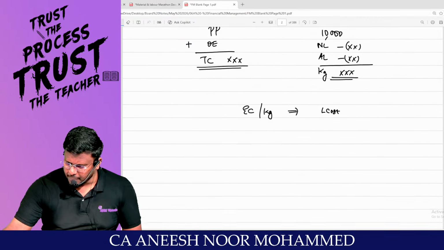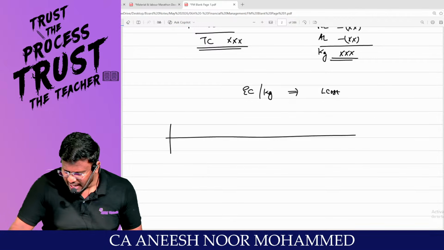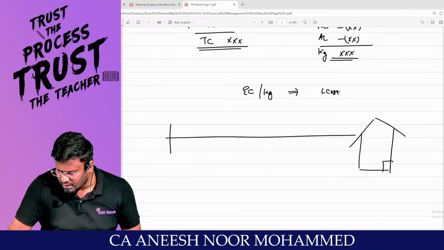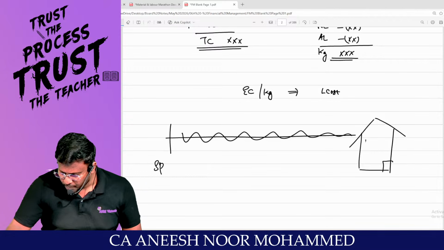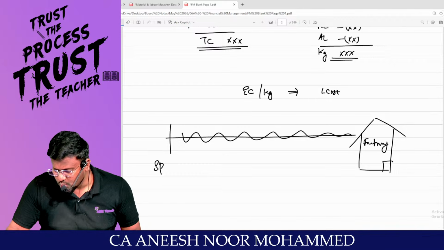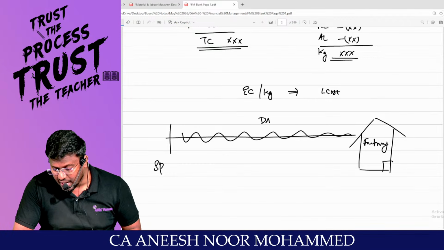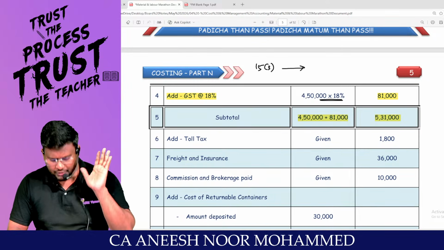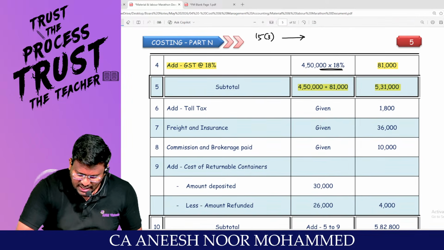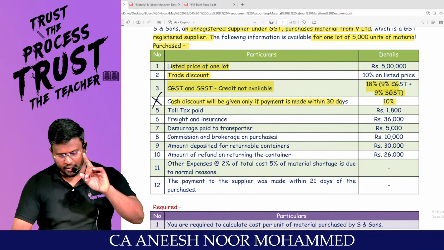Sometimes, sir, I would have purchased raw material from this place. Actually, my factory is situated here. In order to bring the raw material from the supplier place to my factory, I'm supposed to incur a lot of directly attributable expenses. All the directly attributable expenses should form part of the cost. That's why toll tax I'm going to include in the cost. Hope you are able to appreciate.